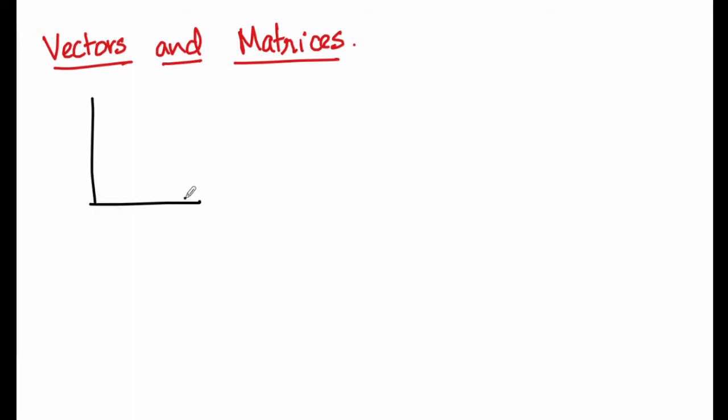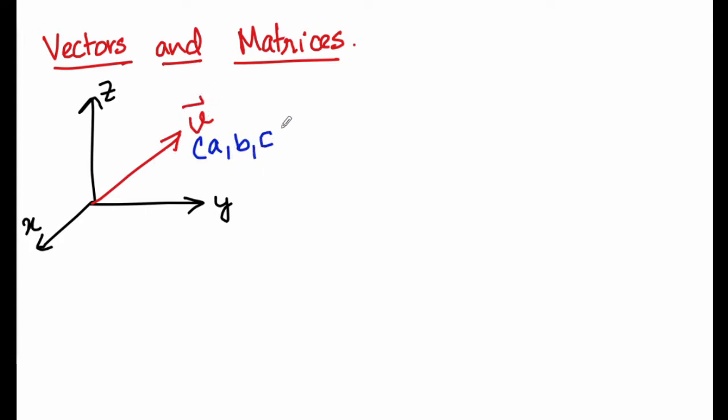In a three-dimensional Cartesian space, I'm drawing a right-handed system x, y, and z. Let's say you have a vector that is v, for instance. We try to give it coordinates a, b, c, where a corresponds to the x-axis, b corresponds to the y-axis, and c corresponds to the z-axis. Alternatively, people also represent the vector as ai plus bj plus ck.